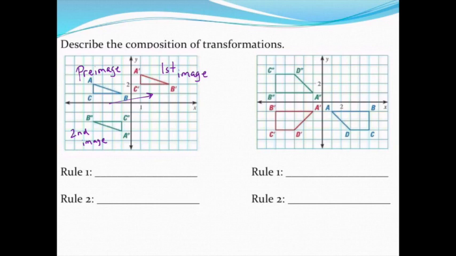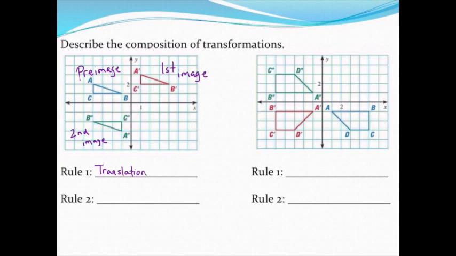And so I have three options at this point. I can do a translation, a rotation, or a reflection, a slide, a flip, or a spin. I can see that to go from my pre-image to the first image, that's going to be a translation. All I did was slide the triangle to get it to line up. So I'm going to say for rule 1, I have a translation.